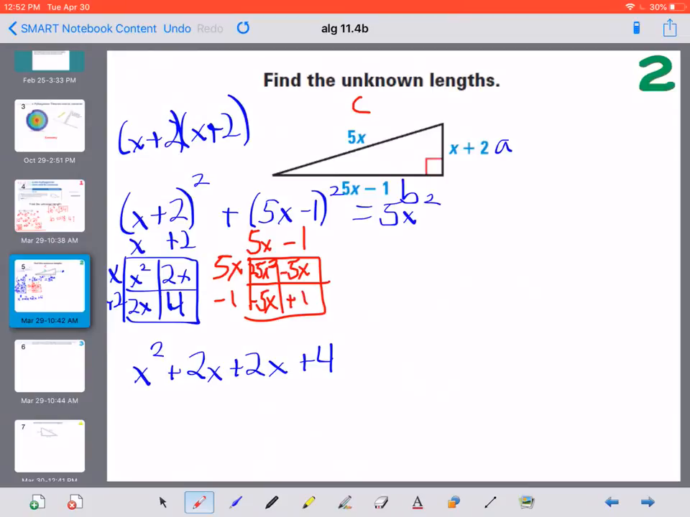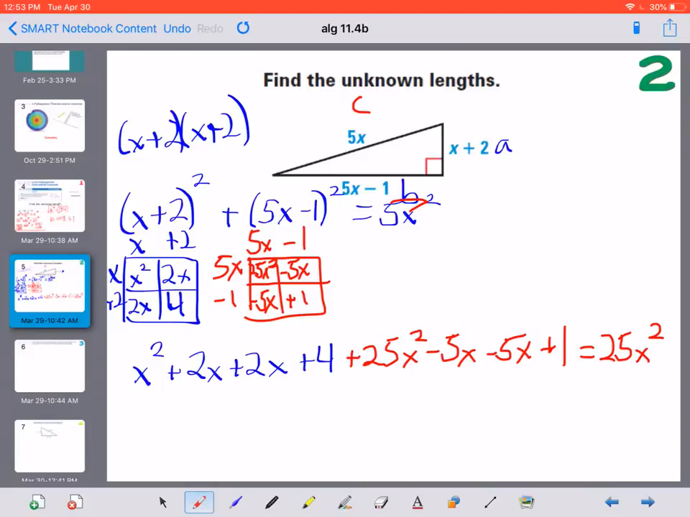So now we'll have plus 25x squared minus 5x minus 5x plus 1 equals 5x squared. We'll have to square both of them. So 5 squared is 25. X squared is the next one.